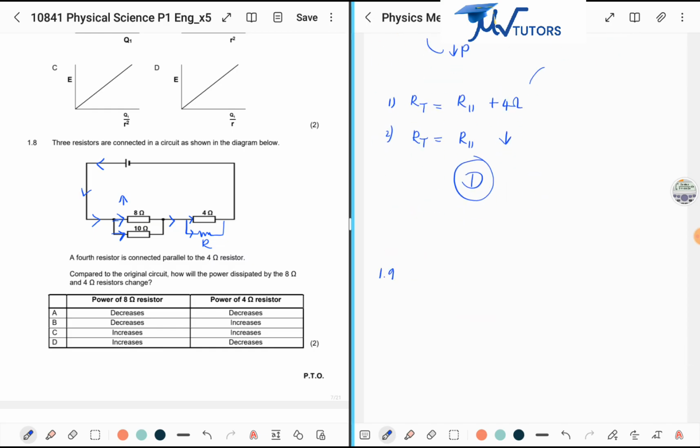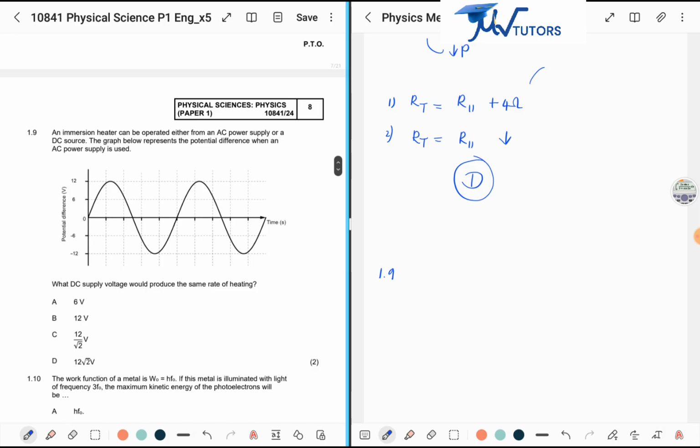We're at 1.9. It says an immersion heater can be operated either from an AC power supply or a DC source. The graph below represents the potential difference of an AC power supply. As soon as the graph that you see is sinusoidal, then you know you have alternating current. But if it does this, then we're looking at direct current.